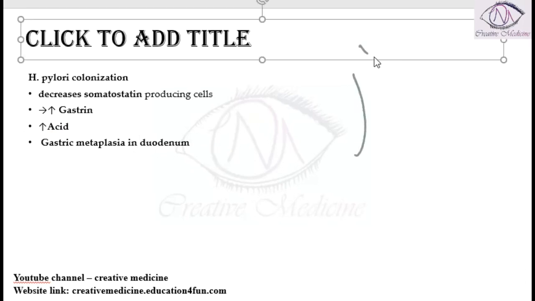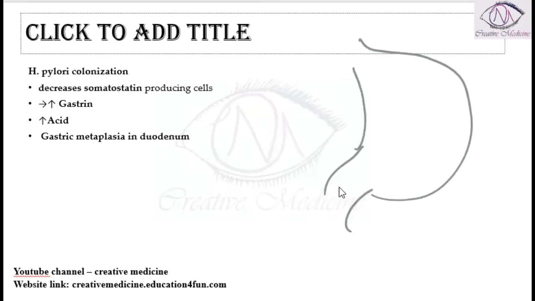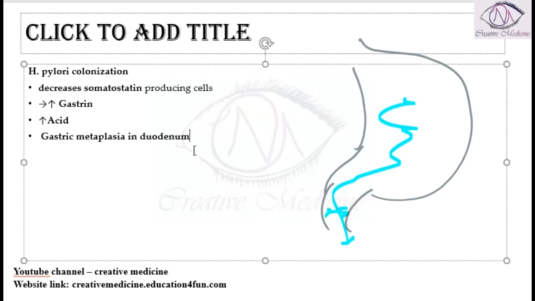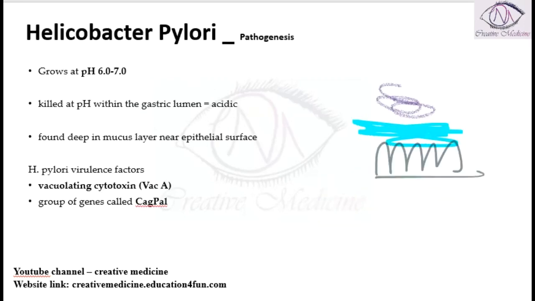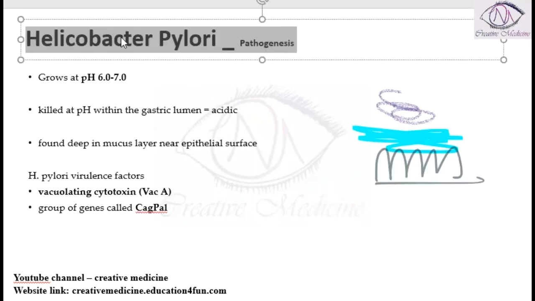So whenever there is increased acid production in the stomach, this acid also reaches the duodenum. So this acid will cause metaplasia in the duodenal mucosa, resulting in gastric metaplasia in the duodenum, thus resulting in ulceration. So this is the pathogenesis of H. pylori.